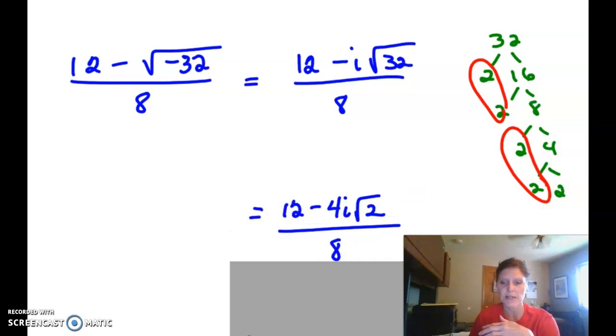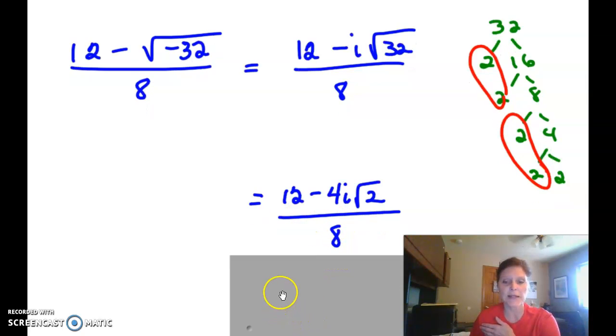So if I keep going down here, what that means is I have 12 minus 4i root 2 still all over 8. Now I can say, what goes into 12? What goes into 4 and 8? What's the same number I can divide all of those by? Well, the largest thing I could use is a 4. I don't care about the 2 that's underneath the square root. That's not going to be impacted at all. It's just the numbers outside.